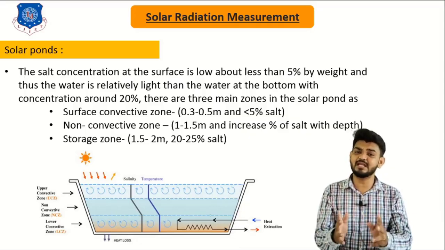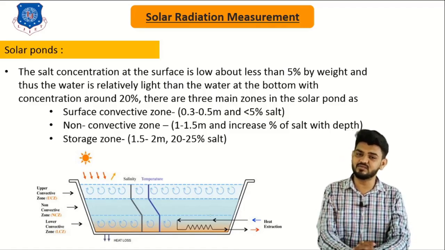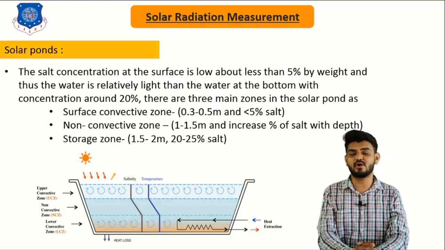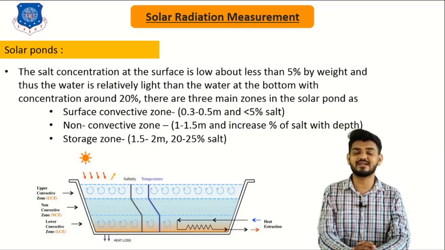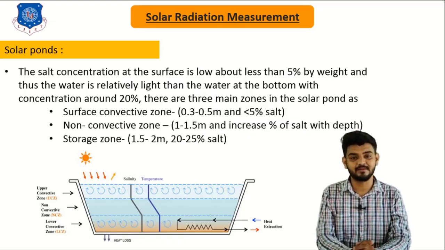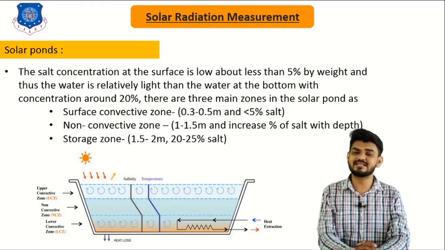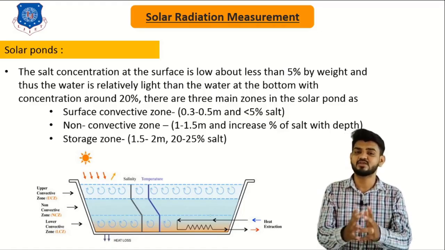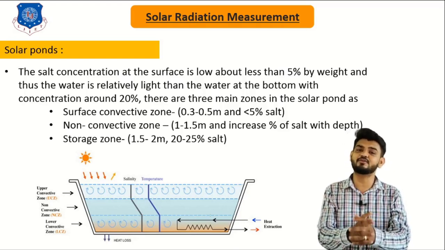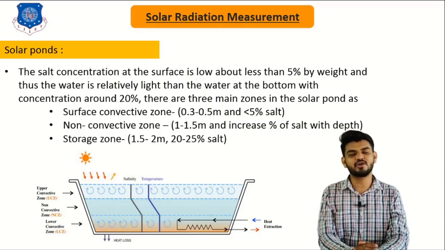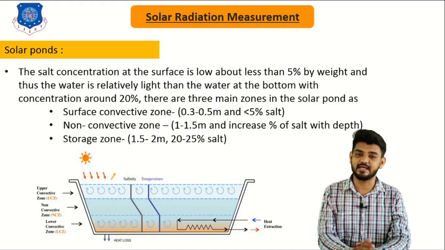There are basically three main zones in a typical solar pond. The first is the surface convective zone, which has a thickness of 0.3 to 0.5 meter, and the salt concentration is typically less than 5%. Then the second zone is the non-convective zone. This is the largest zone in the solar pond, with a thickness of around 1 to 1.5 meter, and the concentration continues to increase as we go deeper inside this layer.